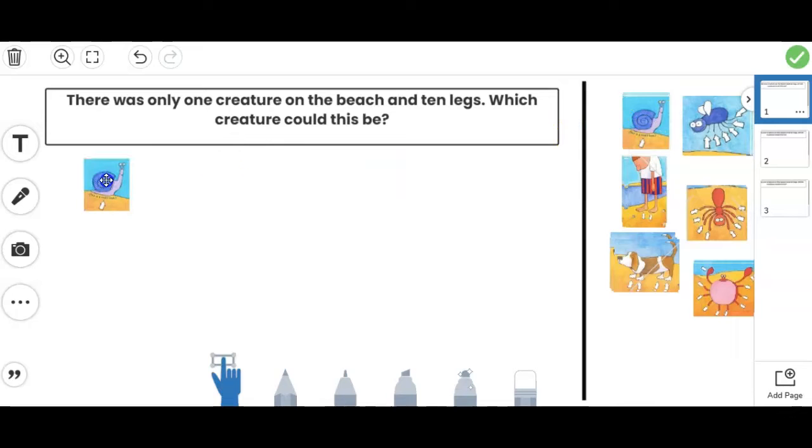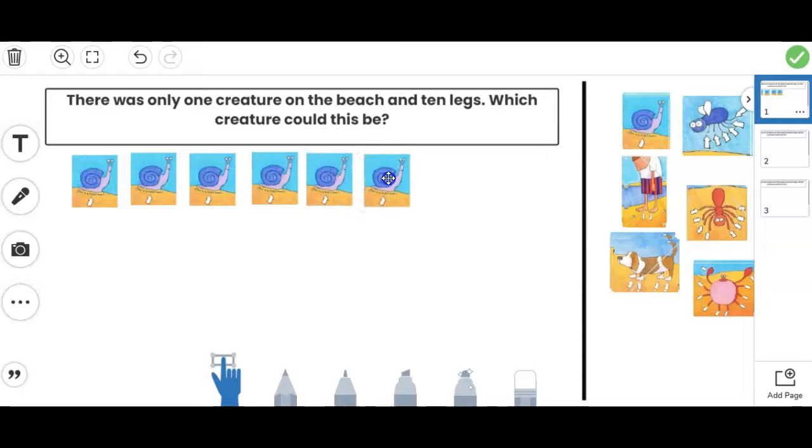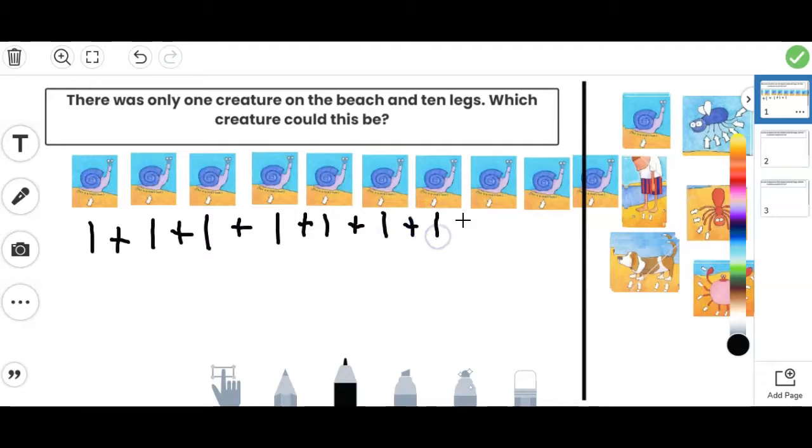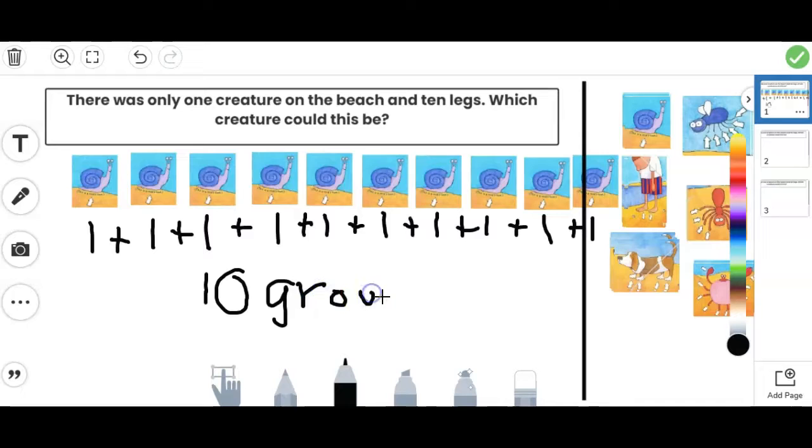I've got 1, 2, 3, 4, 5, 6, 7, oh, they're not going to fit, 8, 9, and this one I'm just going to squish here. So here I've got 10 groups of legs, and I have got 1 in each group. Snail just has 1, so I've got 1 plus 1 plus 1 plus 1 plus 1 plus 1 and so on, which is 10 groups. Oops, here's my budgie writing with my mouse. 10 groups of 1 equals 10.